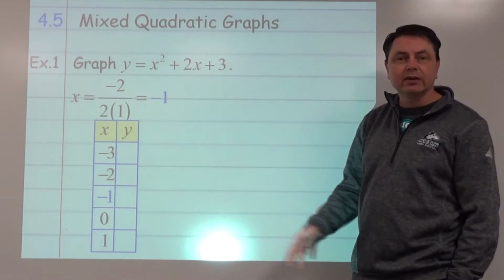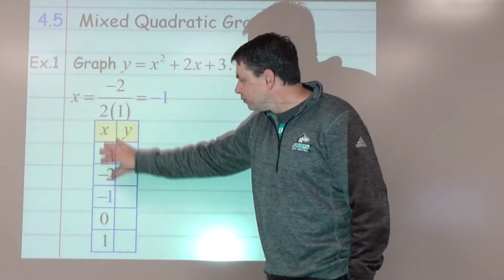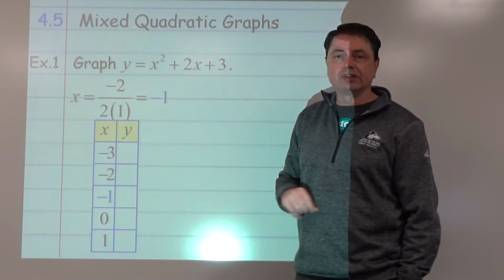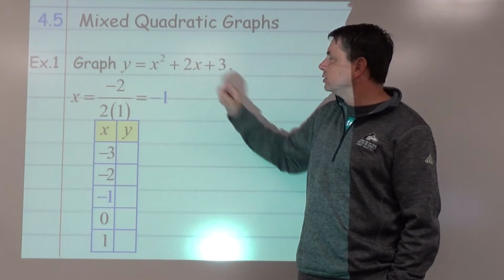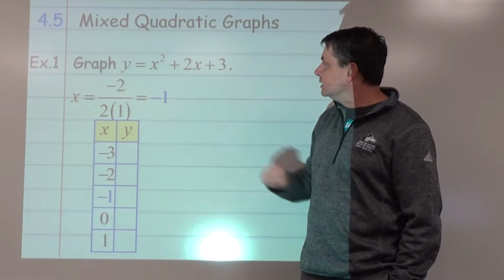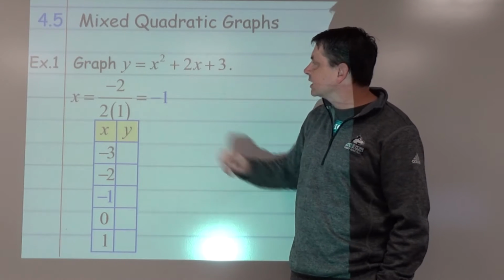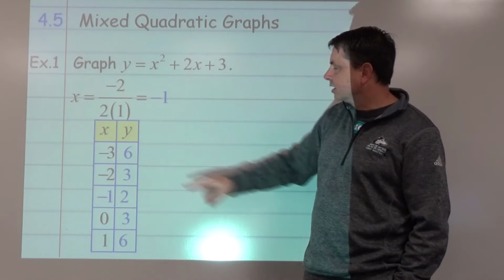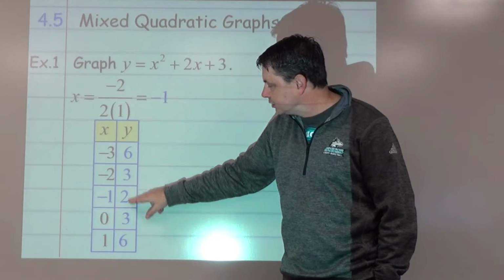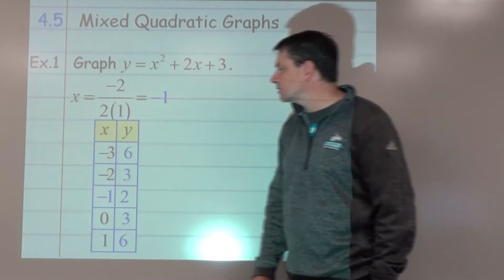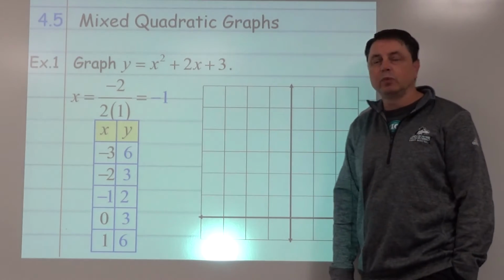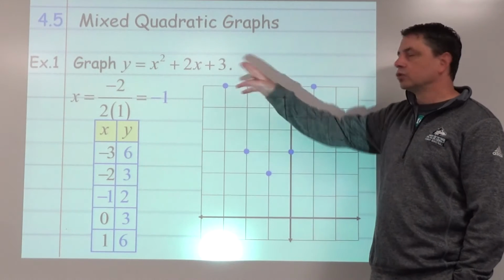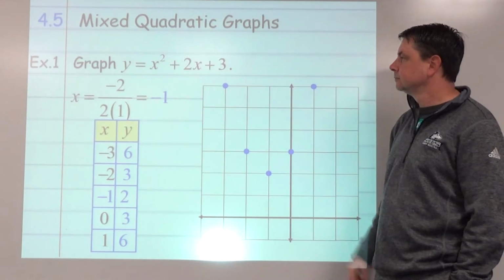And then we can use calculator, we can evaluate by substituting in these values, such as negative 3 squared is positive 9, 2 times negative 3 is negative 6, so 9 minus 6 plus 3 is going to be 6, and then so forth, 3, 2, 3, and 6. So we can plot those points on a graph, draw the parabola.